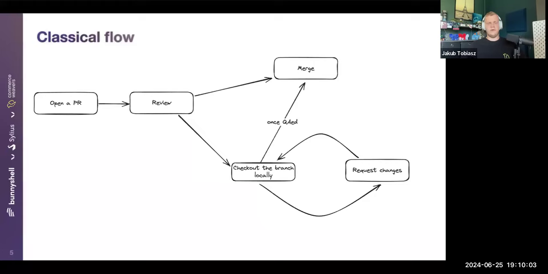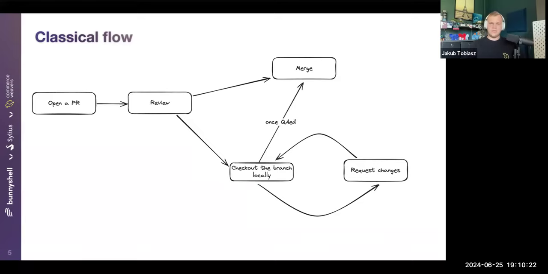So let's talk about how we can divide life cycles of a pull request. The most classic flow is we open a pull request, we review it, we can merge it, or to make sure the quality is at a high level, we can check out the branch locally, request some changes if we find something is wrong, and once everything is QA'd, we can merge it.